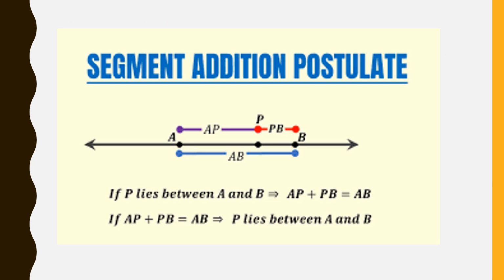So we have here the segment addition postulate. Okay, now what is this? If P lies between A and B, we could say that AP plus PB is equal to AB. Now, if AP plus PB is equal to AB, therefore P lies between A and B. So remember this postulate, we're going to use this in our next problem.